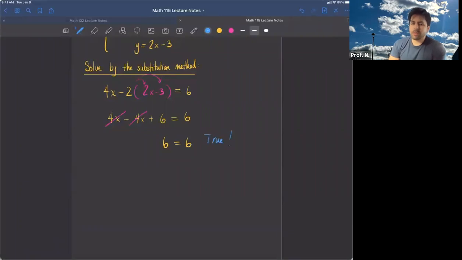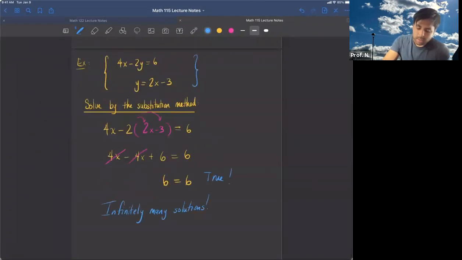So then, what would be the conclusion to this? Remember, there are only 3 scenarios. You have 1 solution, you have 0 solutions, or you have infinitely many. That's right. So the conclusion is whenever we get a true statement, then we have infinitely many solutions, and there are no specific x values or y values. There are infinitely many. And this is called a dependent system.